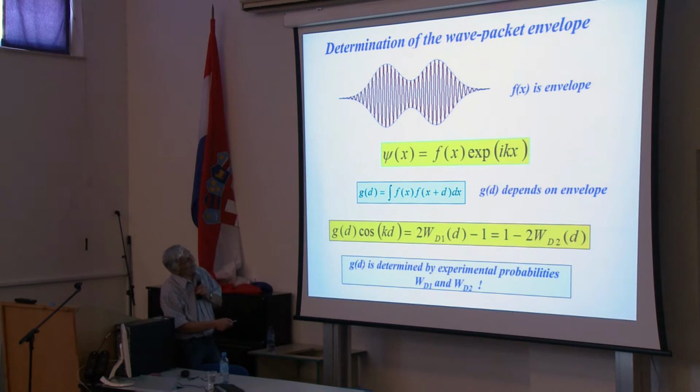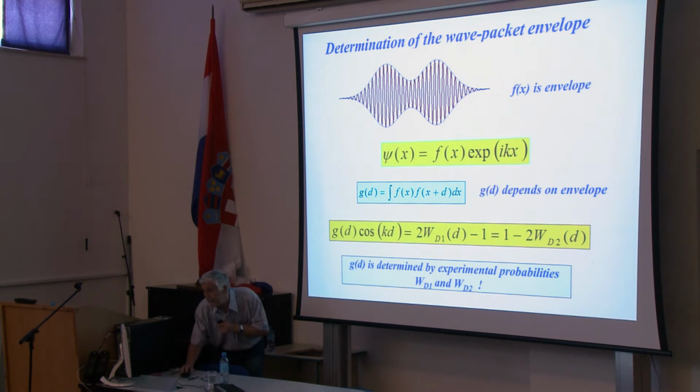And what is found out is that this function, V(d), is determined when you remember the two detectors which I showed you before, D1 and D2. If V(D1) is the probability of detector D1 to find the photon, and V(D2) is the probability of detector D2, then that combination, 2V(D1) minus 1, is exactly by mathematics G(d) multiplied by cosine kd. So that probability, which is an experimental measure, gives you the shape of the wave function, gives you information about that shape. By measuring those two probabilities, you obtain information about the envelope. So V(d) is determined by the experimental probabilities V(D1) and V(D2), which are those two detectors which you have there.